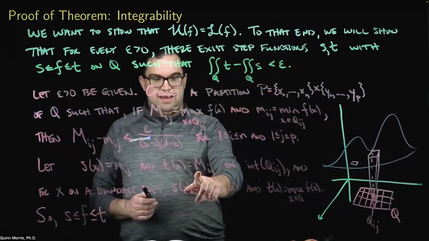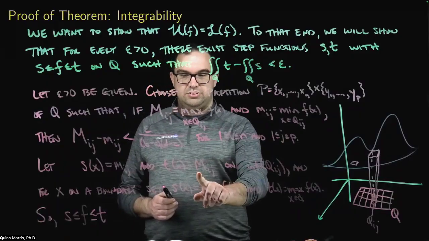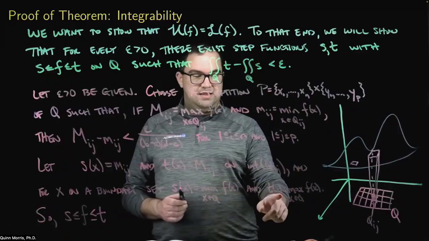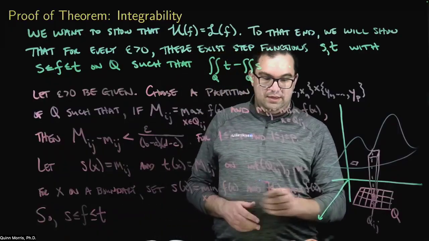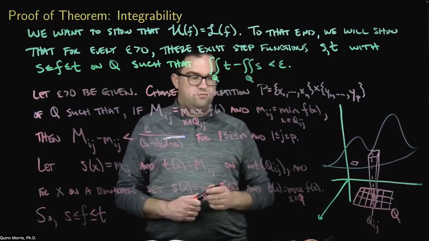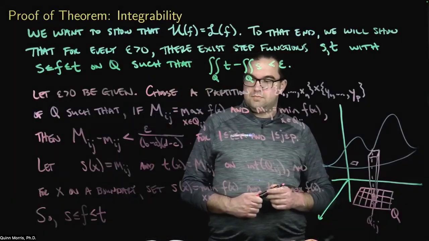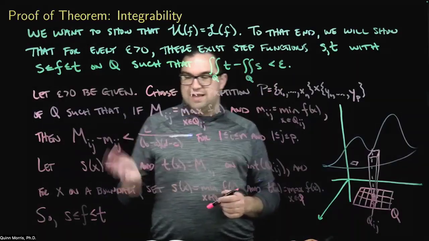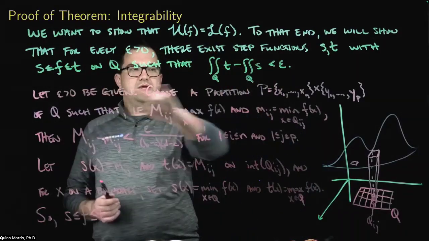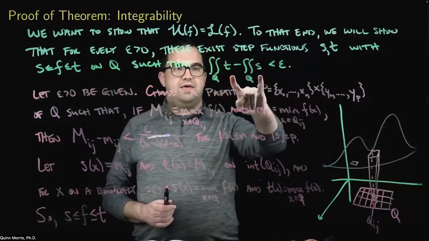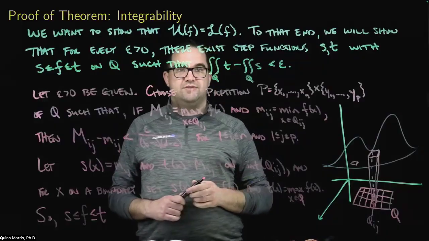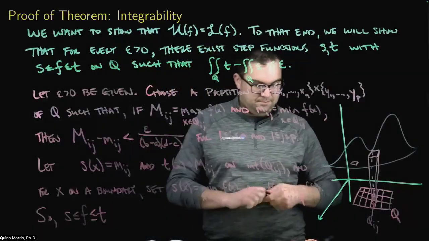On each subrectangle of the partition, t of x is equal to the maximum on that subrectangle, and t of x on any boundary line is the maximum of the function over the whole rectangle. All right, so we've set up these functions s and t. They're step functions. They satisfy this condition. Now we would like to show that their double integrals satisfy this condition. If so, then we're done with this first part of the proof.